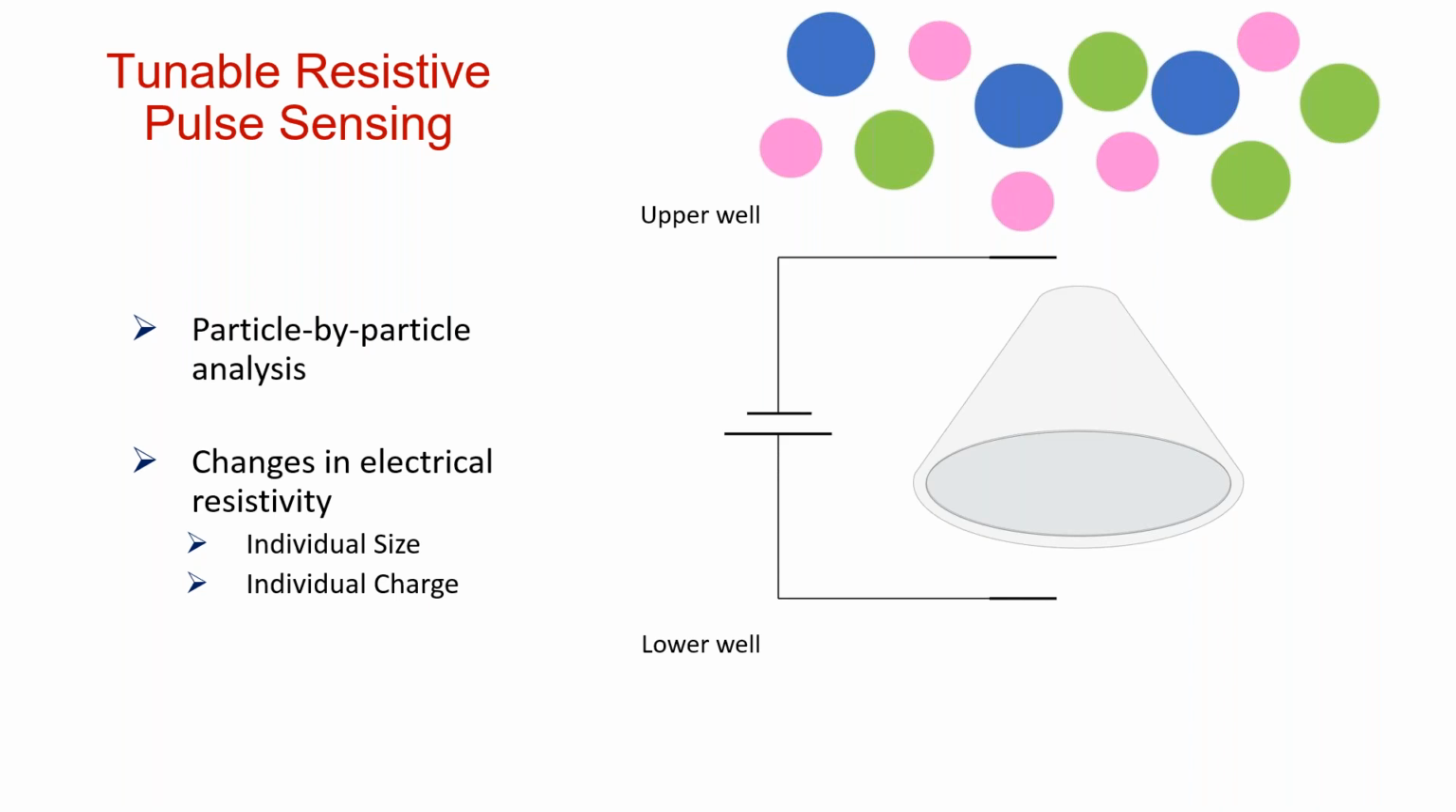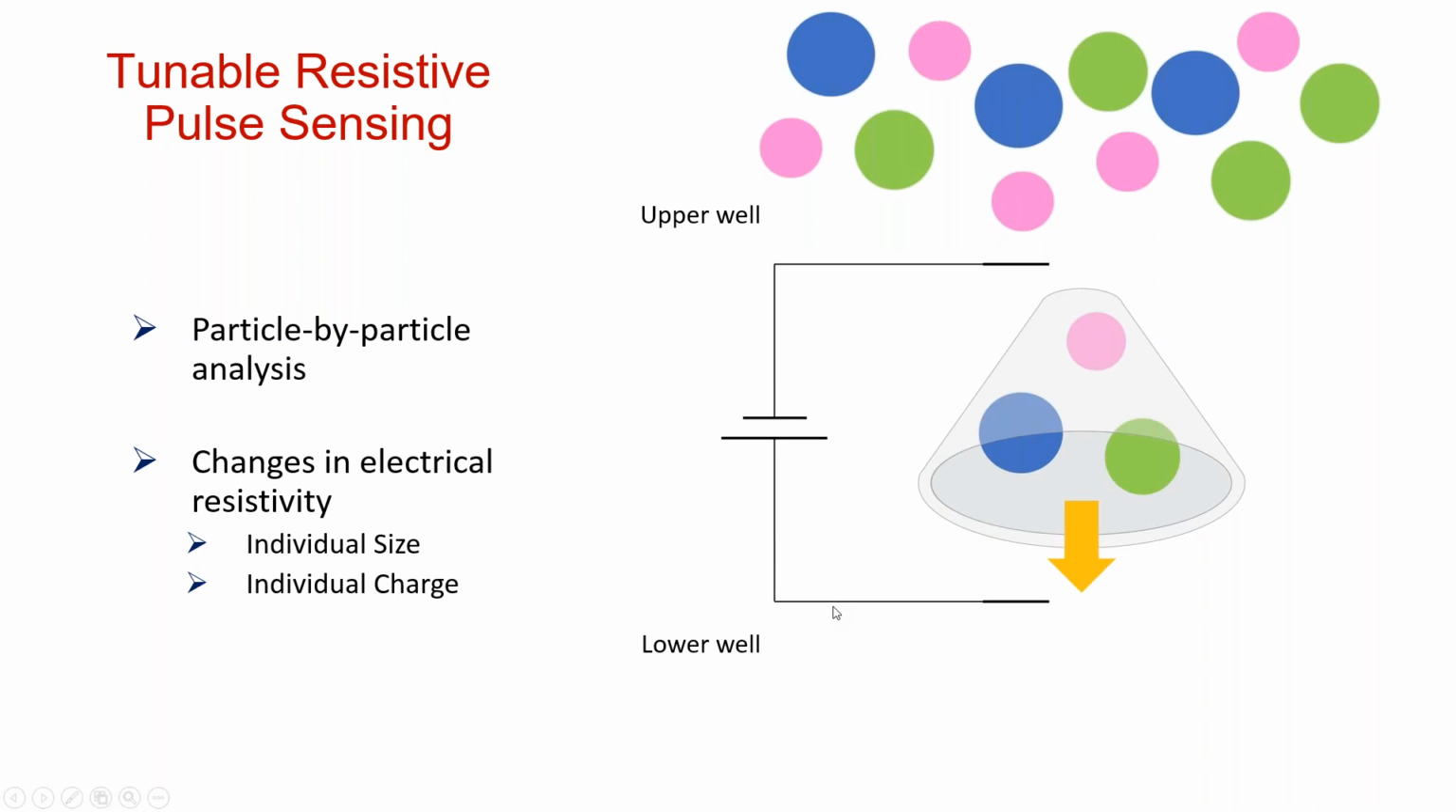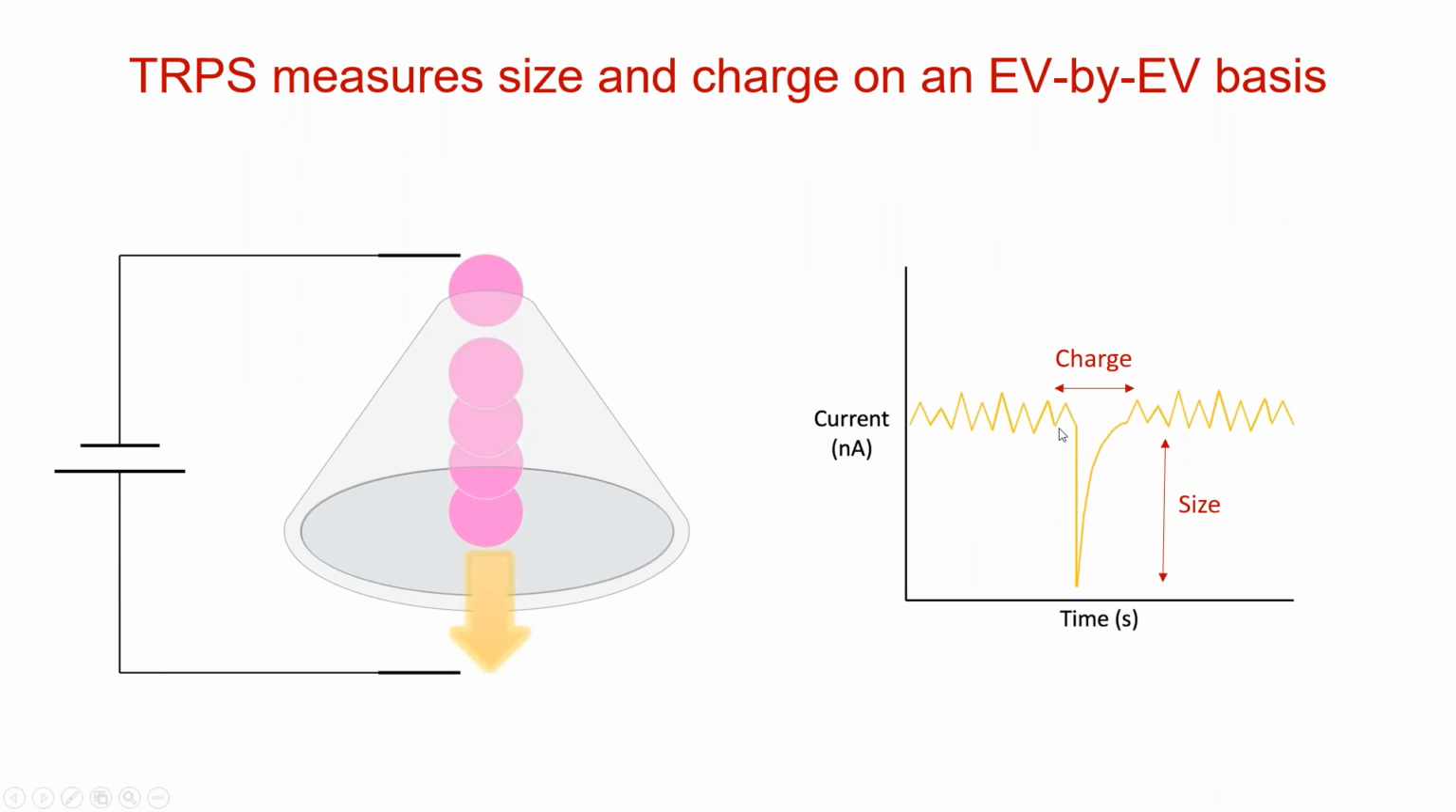And it's based upon the Coulter principle, where you have a nanopore. And so these are your vesicles here. They don't really look like this, but it's a good representation of a heterogeneous population of vesicles. And we can put a voltage across this pore, and as vesicles move through, they disrupt the current through the pore. And by disruption of that current, we can tell something about their charge and their size. And so the length of time that they spend in the pore, or really their velocity through the pore, tells us about their charge and their size.